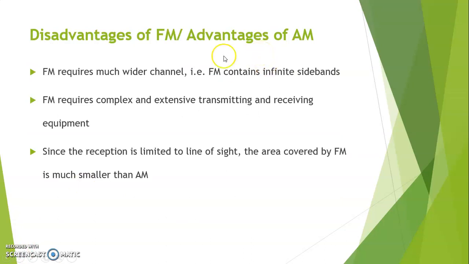Next are the disadvantages of FM, or the advantages of AM. FM has a bandwidth which consists of infinite sidebands, but in AM there are only two sidebands, LSB and USB, so only a small channel is required, whereas for FM we need a wider channel in order to transmit the message. Secondly, the transmitter and receiver of FM are very complicated and hence the cost of that equipment will be very large when compared to AM.